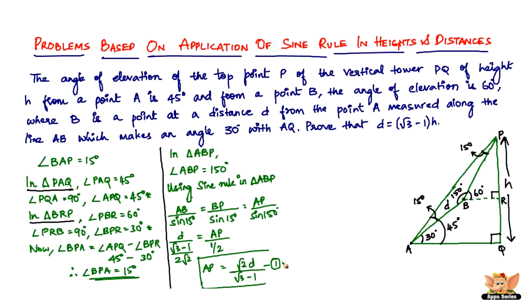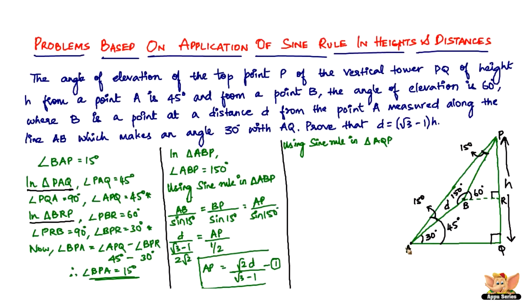Now, if you look at the question, we have to prove that D equals root 3 minus 1 into H. We still haven't got H in the picture here. We need to get that as well. Now we need to go to another triangle. Straight away, we will use the sine rule in triangle AQP. The reason we are doing that is to involve this H. Otherwise you're not getting H in the picture at all. That's the only way you've got.